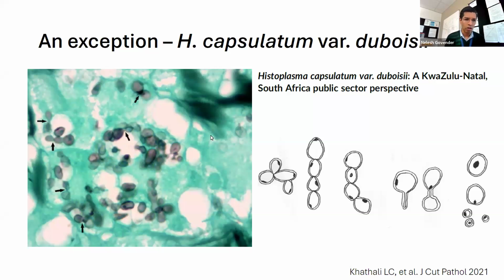What you see on the skin biopsy, and you can see it's a Grocott stain, is a mixture of small and large yeasts. They're different shapes, and in the publication they also draw some of the shapes that they saw. They also did PCR directly from the formalin-fixed paraffin-embedded tissue, pretty much an ITS PCR. Based on that, they decided it was Histoplasma capsulatum var. duboisii, which I think is really interesting.